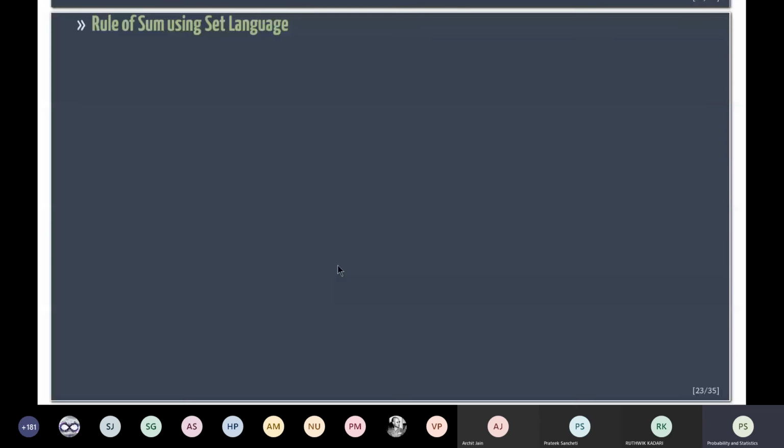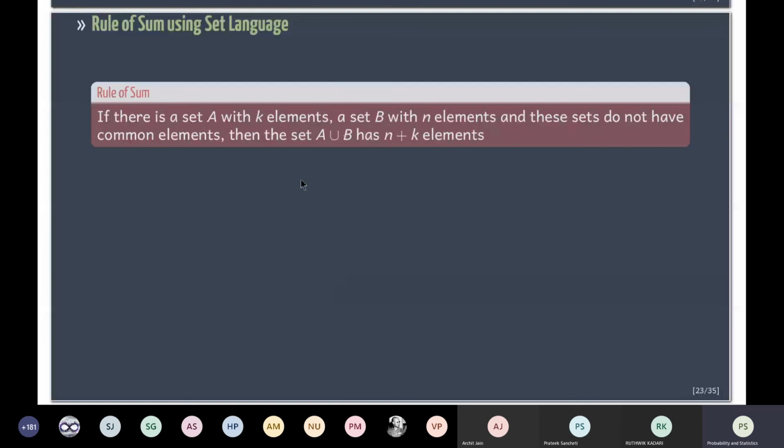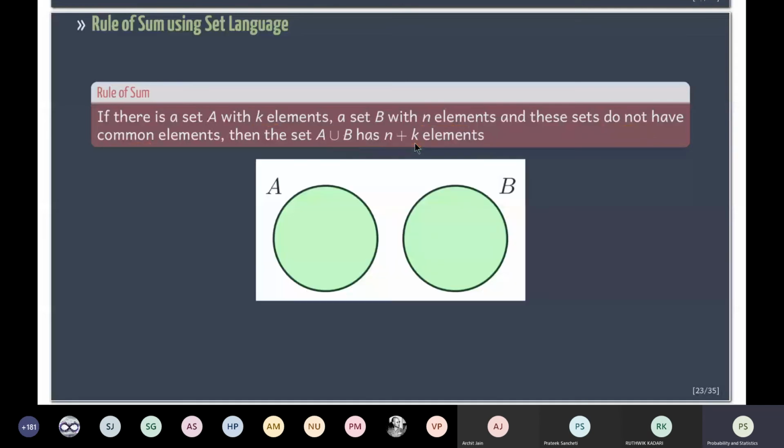Rule of sum using set language. Remember earlier we talked about the sum rule, and now the sum rule can be written using set theory. That's how set theory is helpful, because we can write things in a more rigorous, concrete way. If there is a set A with k elements, and a set B with n elements that do not have common elements, then the union will have n plus k elements. Very trivial stuff, but that's the sum rule. They don't have anything in common, and hence the cardinality of the union will be the cardinality of A plus the cardinality of B. This is how set theory helps: we can write things in a concrete way.